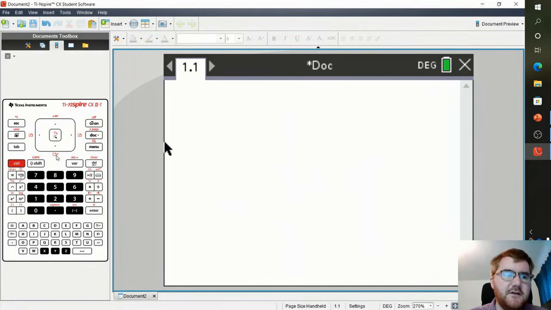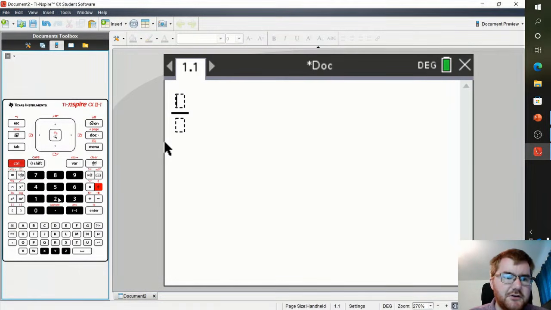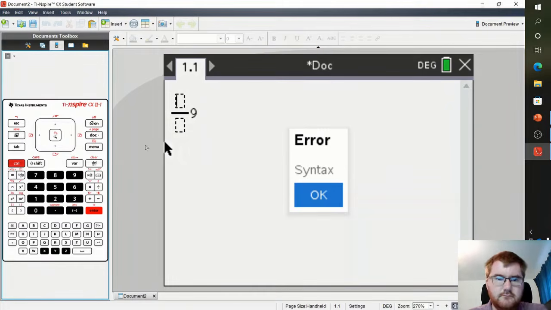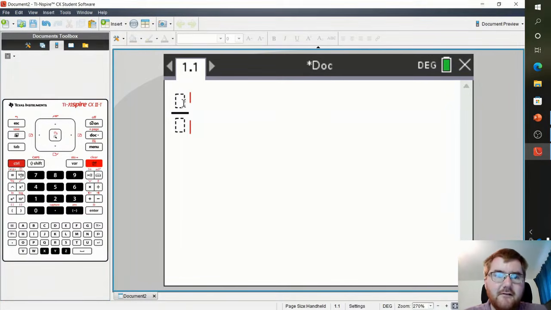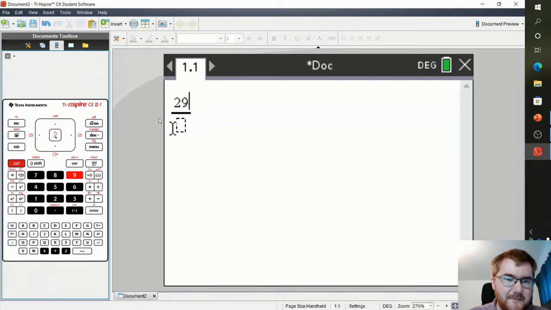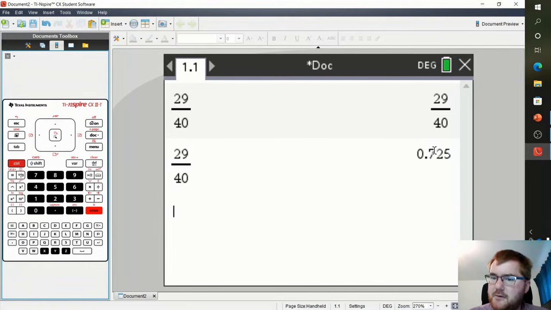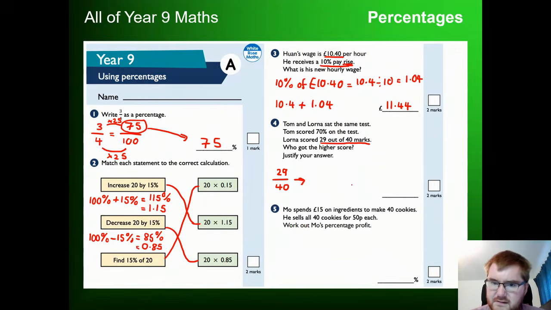So what we're going to do here is type in our fraction, 29 out of 40. So we pop that into the calculator. And at the moment it gives us a fraction. By pressing Control Enter or the ST button, we get 0.725. That's not a percentage yet because we need to take that answer and times it by 100. That gives us the percentage of 72.5%.